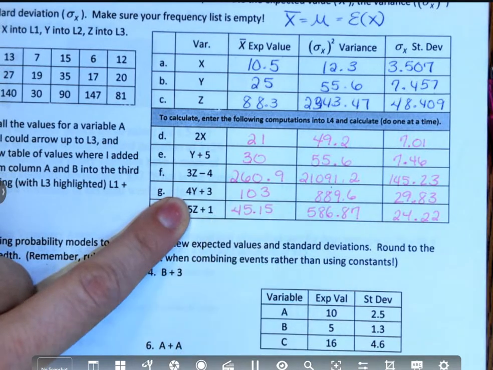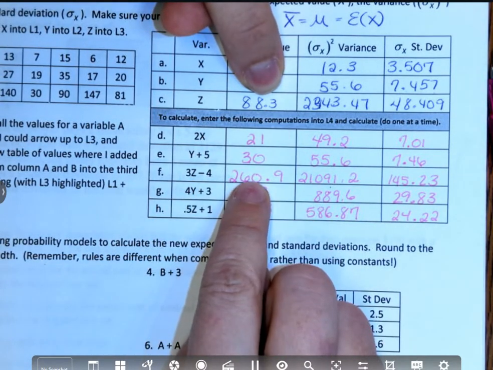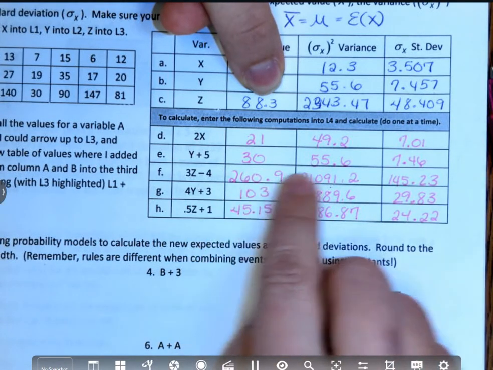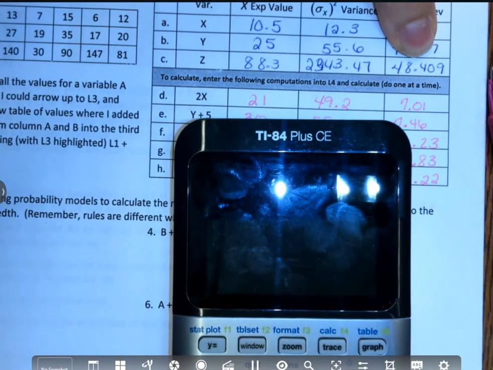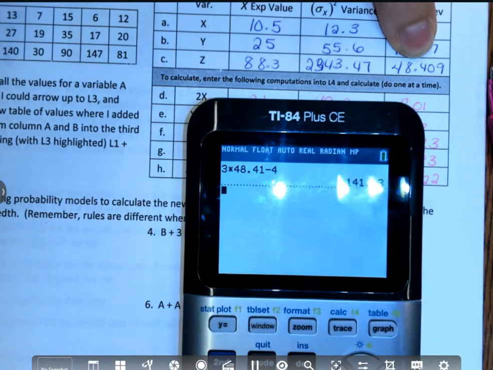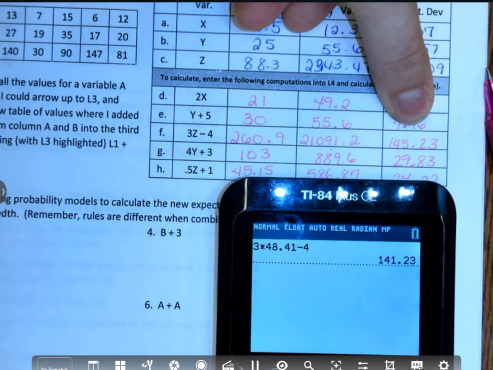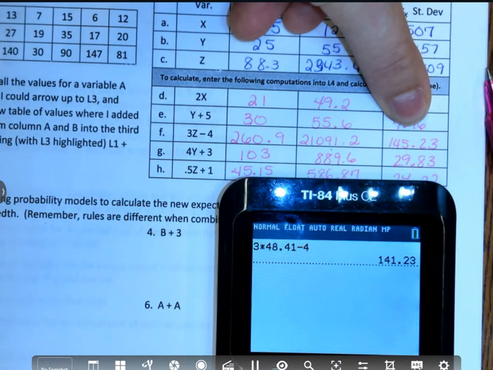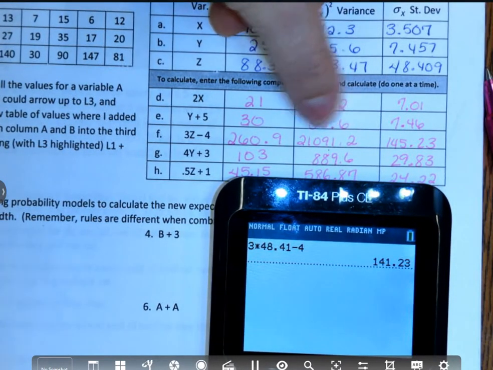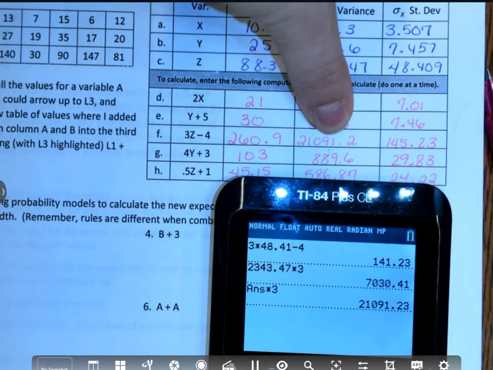Things get a little bit tricky when I start combining multiple things. This is literally just 3 times the average of Z minus 4. But if I go over here, if I were to do 3 times 48.41 minus 4, do I get the same thing for the standard deviation? What did not affect the standard deviation? The minus. The minus does not affect the standard deviation. We already said a multiplier squared affects the variance, so 2343.47, if I did that times 3, well, that wasn't right because it's supposed to be squared. It doesn't get the add or subtract.